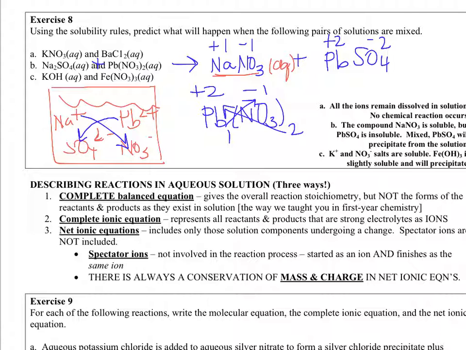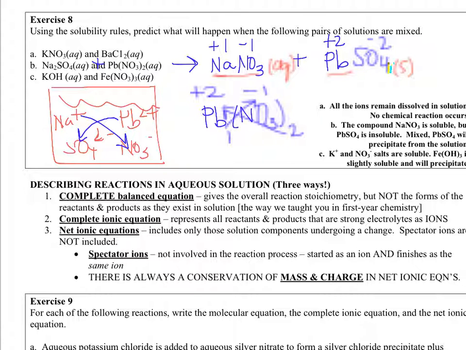Then I have lead sulfate. Rule of thumb, if you see lead as part of your product, it's going to be a precipitate. I know this wasn't one of the rules on the previous page, but it is on the solubility rule sheet that I gave you over the summer. Sulfates are insoluble. So this lead sulfate is going to form a solid in solution.